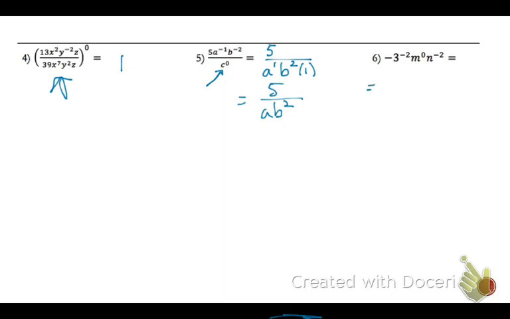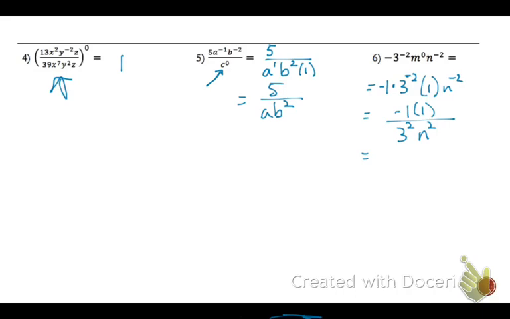Now on number 6, let's take it one term at a time. So technically this is negative 1 times 3 to the negative 2 power. We'll simplify that in a moment. M to the 0 power is 1, and then n to the negative 2. So my negative 1 is not to a negative power, times 1. My 3 is, so I'm going to drop that into the denominator, and I'm going to drop my n into the denominator. Remember, when I do that, I'm taking the reciprocal, I make the power positive.